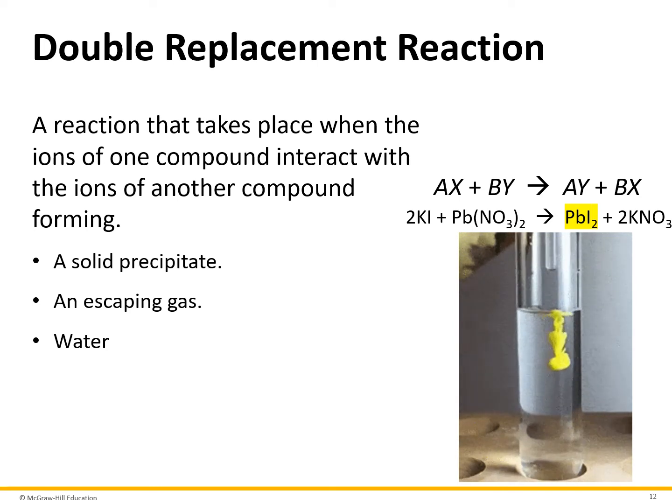Okay, and here's a really beautiful example of that. In this GIF, we have a solution of potassium iodide being added to a solution of lead nitrate. Both of these are clear colorless salts, and they form clear colorless solutions when dissolved in water. I should also mention that nitrate, NO3, is an example of a polyatomic ion.